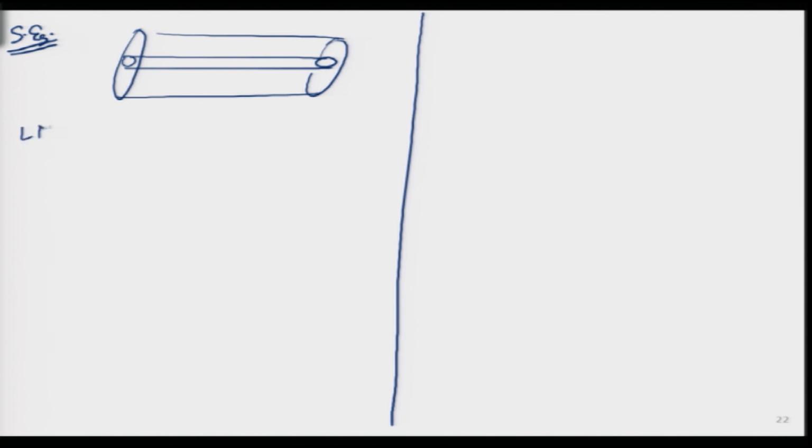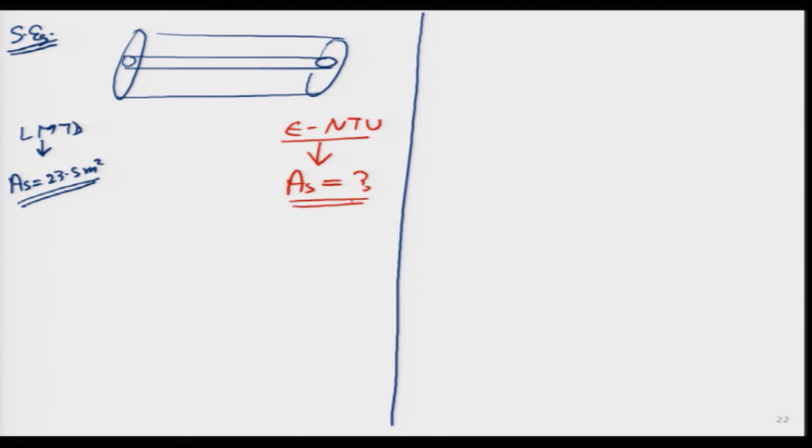Earlier we did it using the LMTD method. We calculated the value of A_s, and if my data is correct, it turned out to be 23.5. Now, today I am going to do the same thing a little bit faster using the NTU method, and let me see what value of A_s I get. Can I do it a little fast, because we have already done it once.